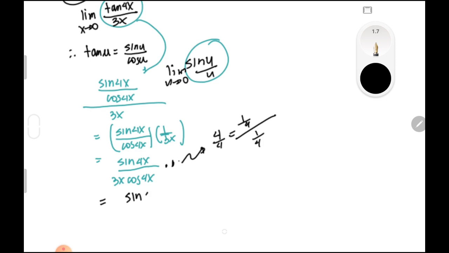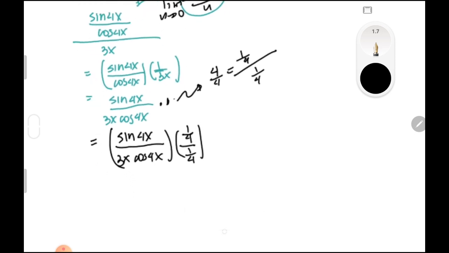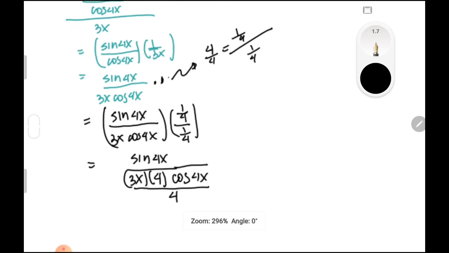so therefore we'll have a value equal to sine 4x divided by 3x cosine 4x multiplied by 1/4 multiplied by 1/4. So therefore we'll have a value equal to sine 4x divided by 3x multiplied by 4, okay, multiplied by our cosine 4x divided by 4, right?